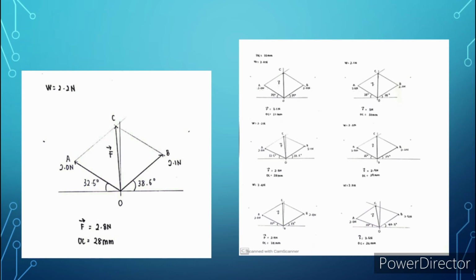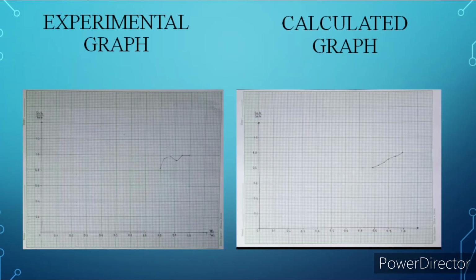We do the experiment and then we get angle 1 and angle 2. Then we change them into sine theta, and we calculate sine theta 2 over sine theta 1 and W1 over W2. The variable of change is weight 2, which is 2.0, 2.1, 2.2, 2.3, 2.4 and 2.5 Newton. So let me take a look at the experimental graph and the calculated graph.